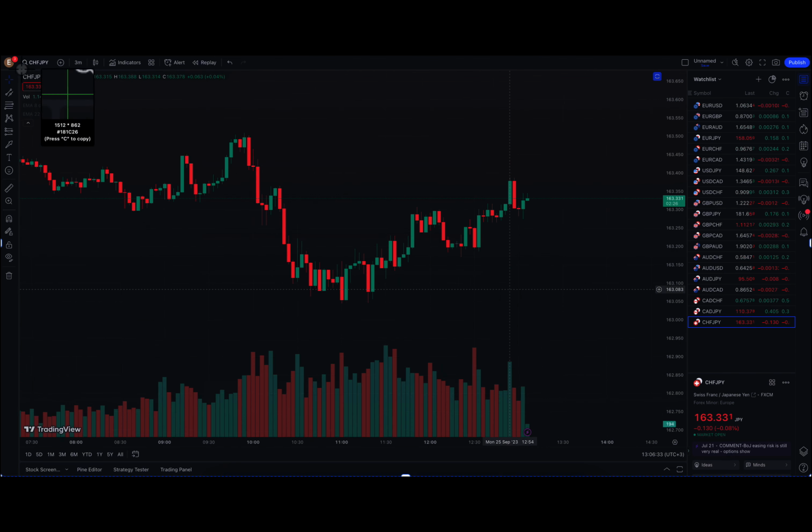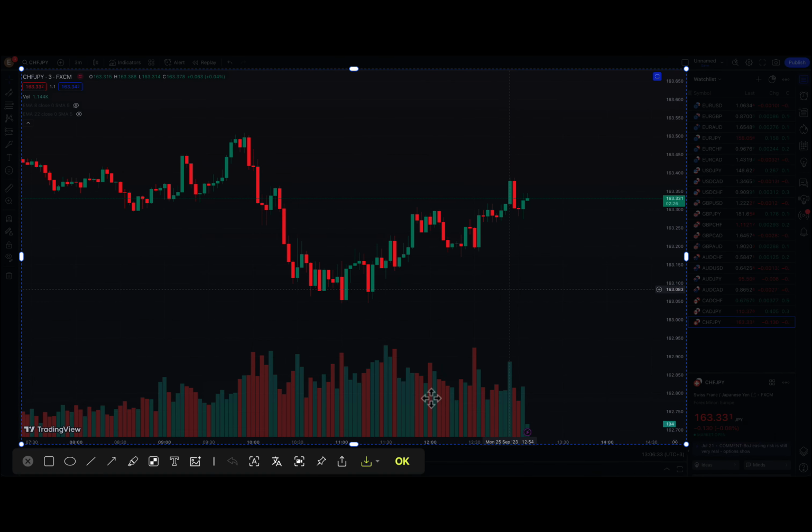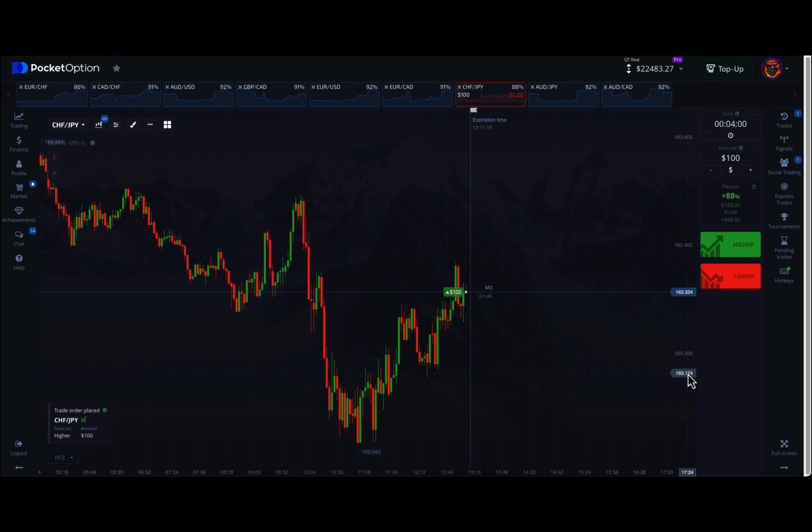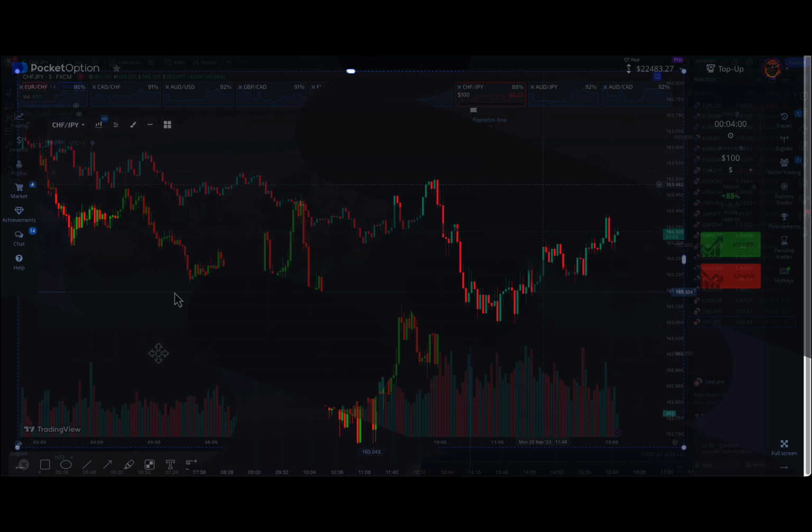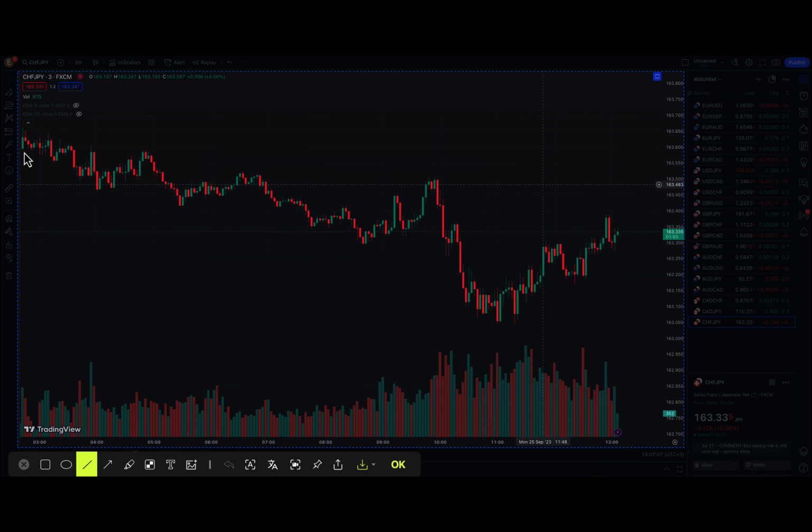And our first pair is Swiss franc to Japanese yen. We are going to invest in price growth and reversal from the support line. So let's switch to the broker and open a deal for 100 with 4-minute expiration. And of course, back to TradingView for more detailed analysis.